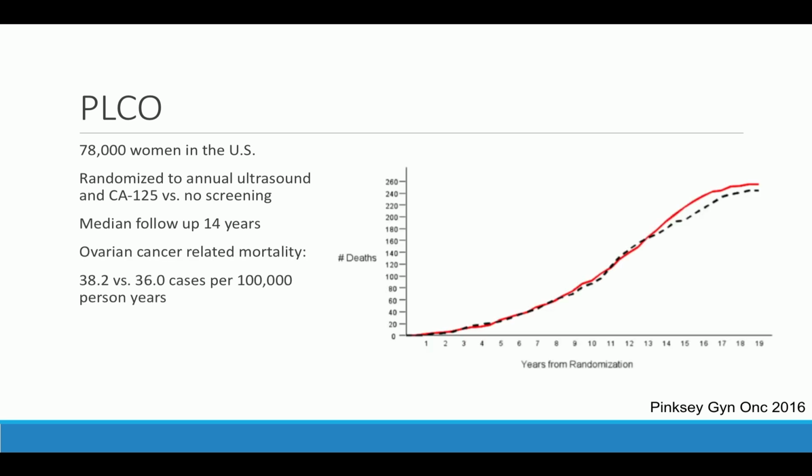They found absolutely no difference in ovarian cancer-related mortality. You can see these lines are right on top of each other. And if you are looking at a trial and you want to know if there's a difference, you want to be able to see some separation between those lines, right? And so they found an incidence of 38 versus 36 cases of ovarian cancer, in the intervention versus the control, out of 100,000 person years in this study. So absolutely no difference. And they've looked at this at different points in time. They've done longer follow-up, and it seems to be completely negative. So no benefit of yearly CA125 and vaginal ultrasounds.